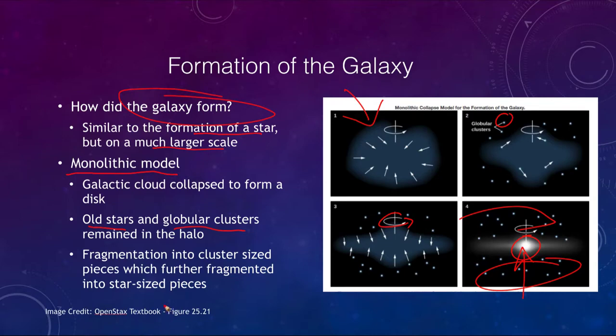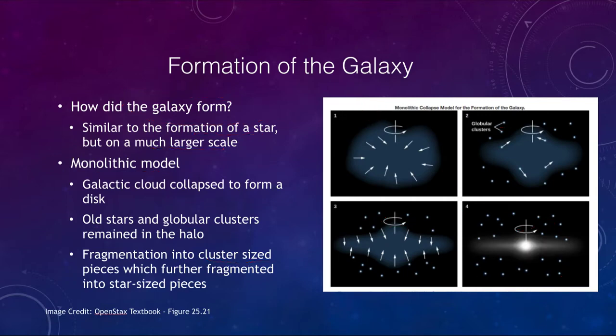So it would undergo fragmentation, that things would slowly break apart. You'd break apart this gas into larger pieces that are the size of clusters, and those would go into star-sized pieces, and those would eventually go through the types of star formation that we've looked at in the past.